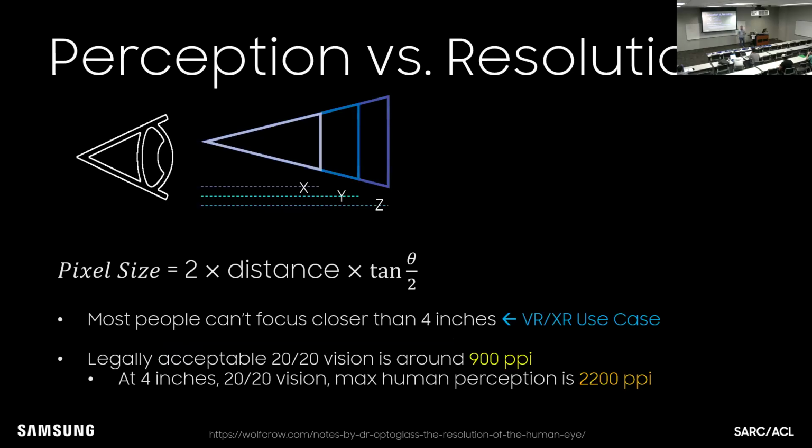You can go back to just first principles. You can say that perception is a part of distance versus viewing angle. Most people can't focus closer than 4 inches. That's a nice, good constraint because it means we don't have to focus on that. Of course, VR changes that, but they have pancake lenses. We'll go into that later. Legally accepted 20/20 vision is around 900 ppi, and the max anybody's ever been able to perceive is around 2200 ppi. Now, those seem like random numbers. I'll get into what that actually means.